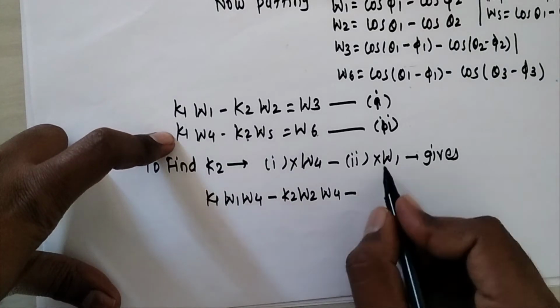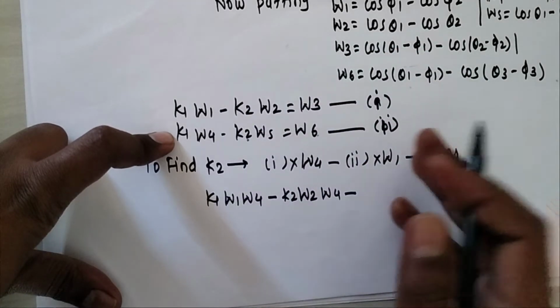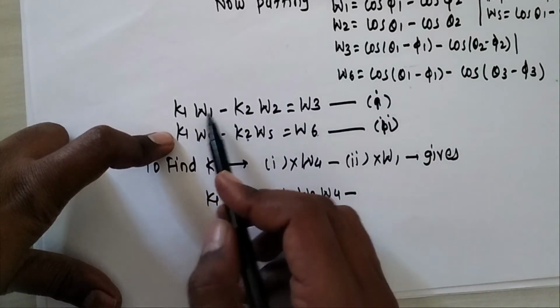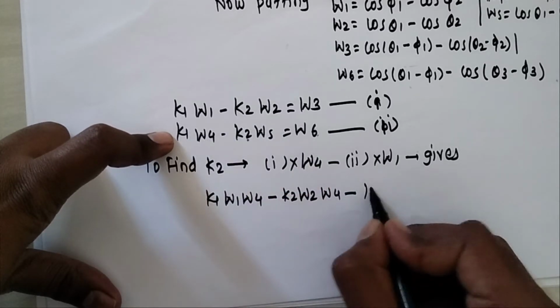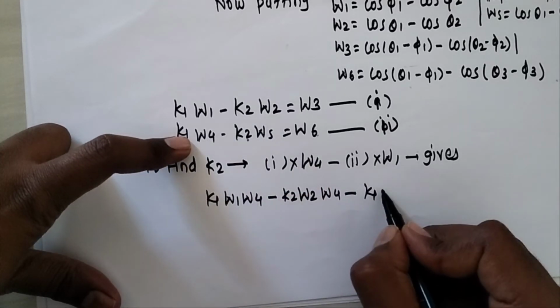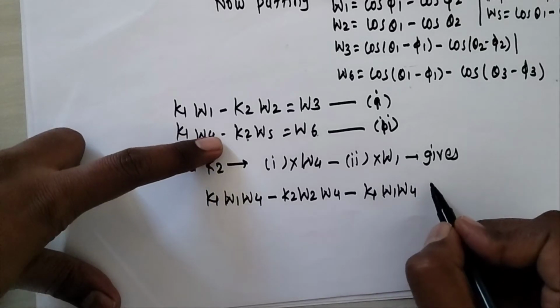So it is now minus what? 2 into W1. Let's say we'll write the right hand side to the next side. This is just the left hand side here now. So K1 W1 W4 minus K2 W2 W4 minus this. So it is minus K1 into W4 as it is into W1. So K1 W1 W4, this minus minus becomes plus.